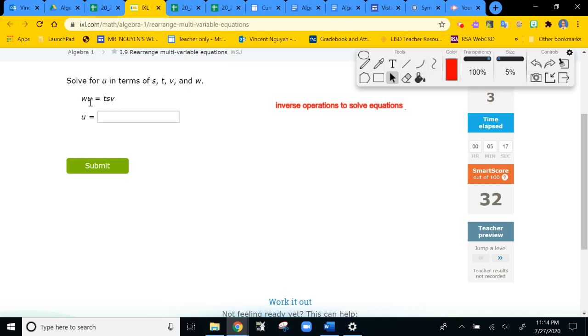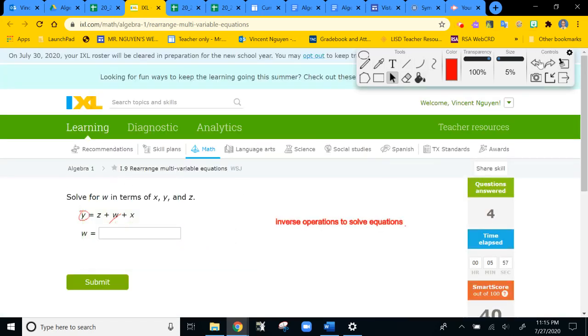This one is a little different. We want just U by itself. If U is going to be by itself, we know that W has to go, and the original operation here is multiply. So when I move it over, I have to divide by W. I'm going to type in a fraction: A, T, S, V stay untouched, since we didn't do anything to them, and then the W goes on the bottom. Submit. Yay. Very cool.